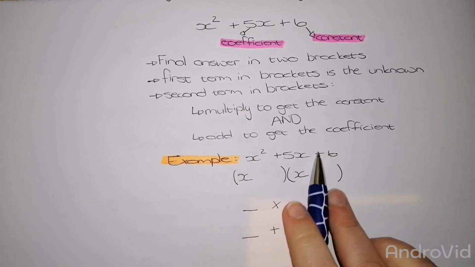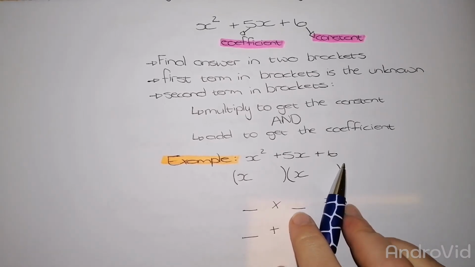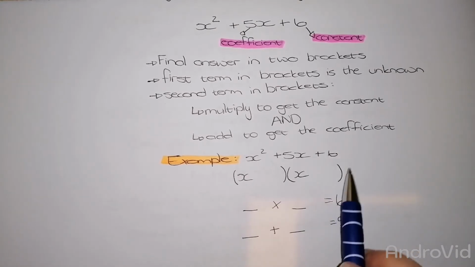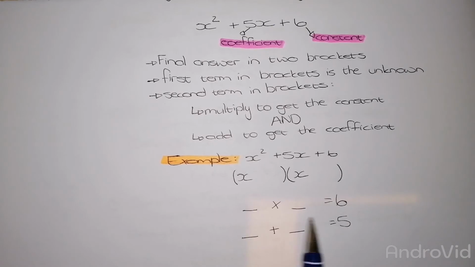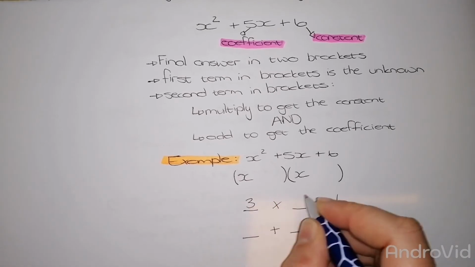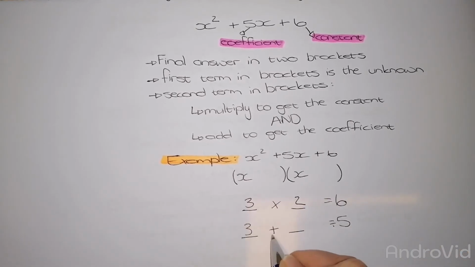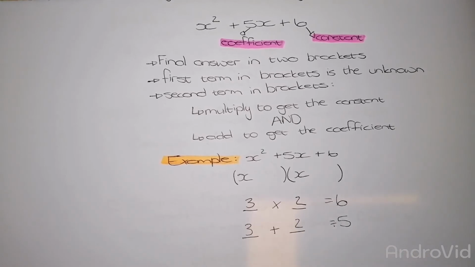When I look at the value of 6, there's only two ways of me getting 6. It's 6 multiplied by 1, and it's also 3 multiplied by 2. So, when I have 6 and 1, will 6 and 1 give me 5 when added up? No. So the only one that it could possibly be is 3 multiplied by 2 gives me 6. And when I say 3 plus 2, that'll give me 5.